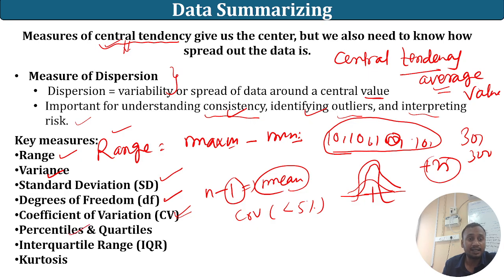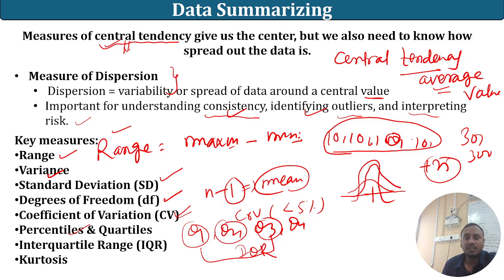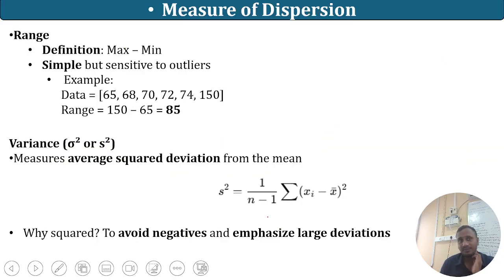Then we have the percentile and quartiles. We have also seen Q1, Q2, Q3, Q4. From the first quartile and third quartile we get the interquartile range. Then Q2 is the median. Q4 is going to be somewhere, maybe an outlier. Then we have kurtosis and skewness also. Now we'll see them one by one.